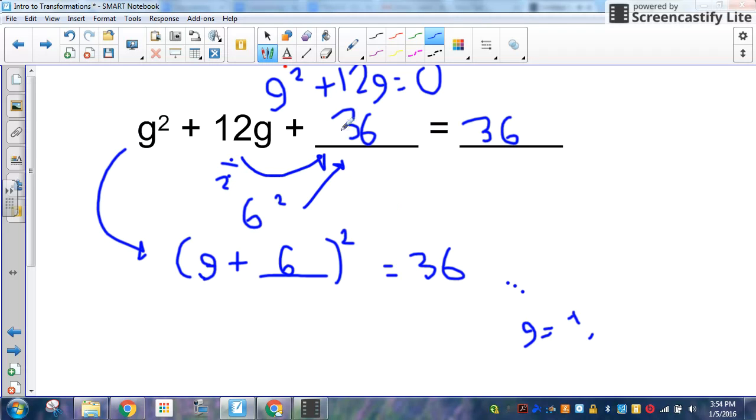The basic gist is whatever you add here, you have to add to the other side, and then sort of do the factor of your sum of squares and then solve.